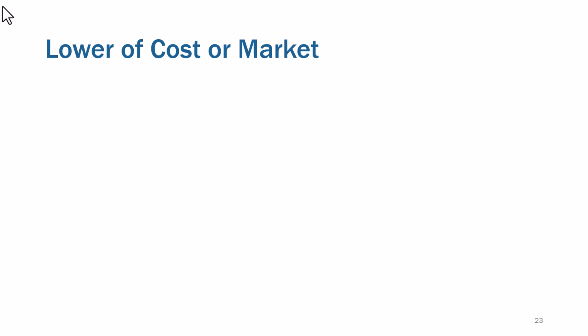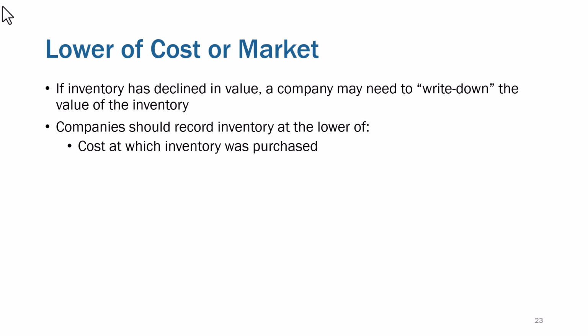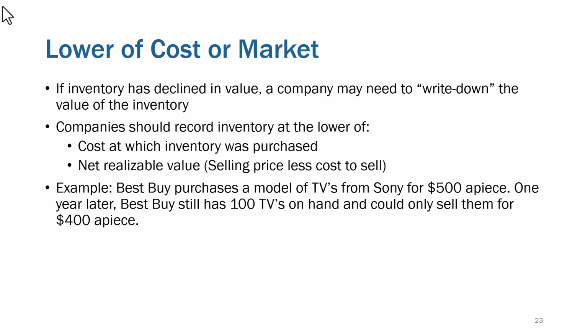All right, one more topic, the lower of cost or market. If inventory has declined in value, a company may need to write down the value of the inventory, decrease it. The general principle is they should record the inventory at the cost that they purchased it at, or the net realizable value, which is the selling price less their cost to sell the inventory. So let's say that Best Buy purchases a model of TVs from Sony for $500 a piece. One year later, it still has 100 TVs on hand and could only sell them for $400 a piece.